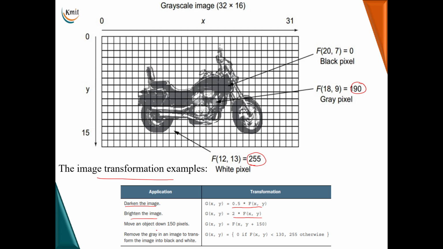And if I would like to move the object down by 150, that is along y-axis, I will write x comma y plus 150. If I would like to move the object to the right along the x-axis, I write x plus 150 comma y. And if I would like to convert the image into black and white, g of x comma y is equal to 0 if the pixel value is less than 130, and if pixel value is greater than 130, I will equate g of x comma y is equal to 255.